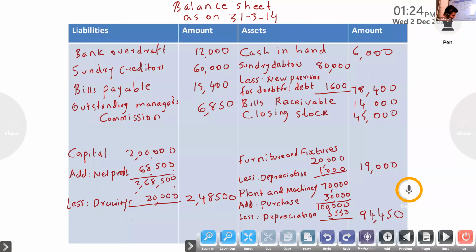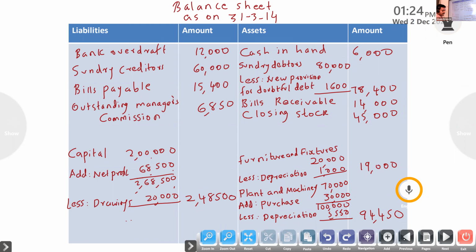investment balance sheet asset, cash in hand balance sheet asset, cash at bank balance sheet asset, bills payable balance sheet liability, creditors balance sheet liability, provision for bad debt, old provision, profit and loss account, return outward trading account, capital balance sheet liability, discount received profit and loss account credit side, interest received profit and loss account credit side, sales trading account.